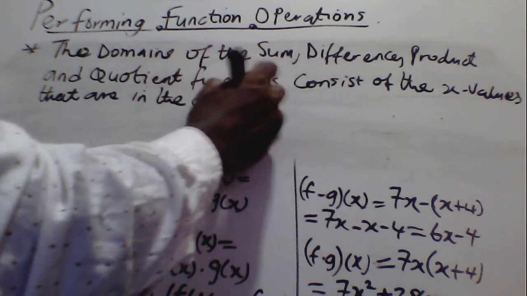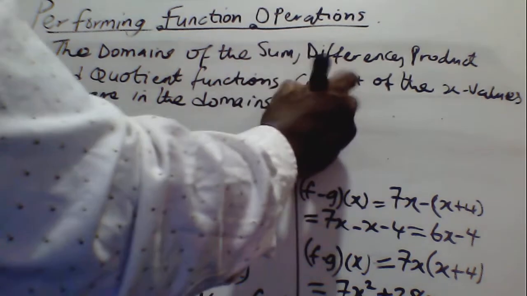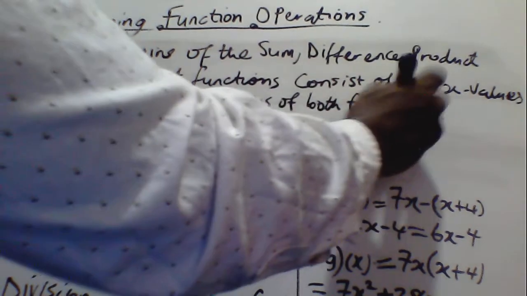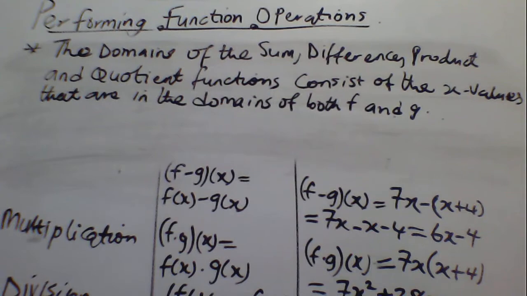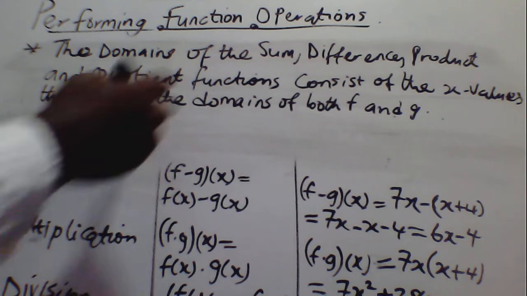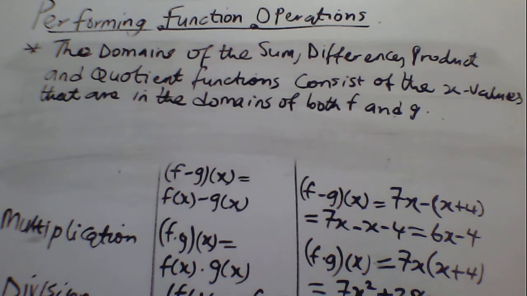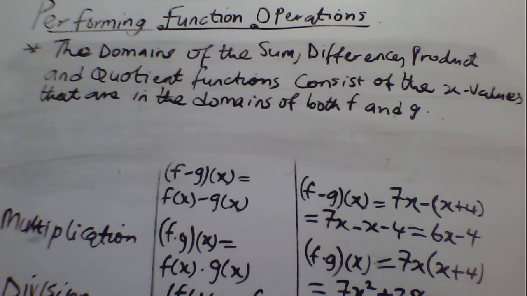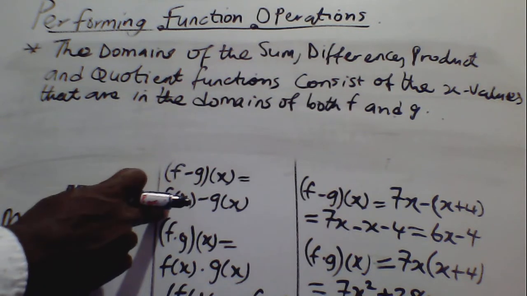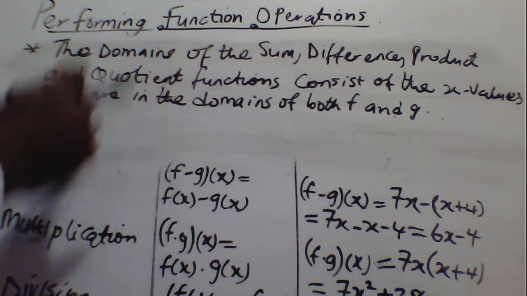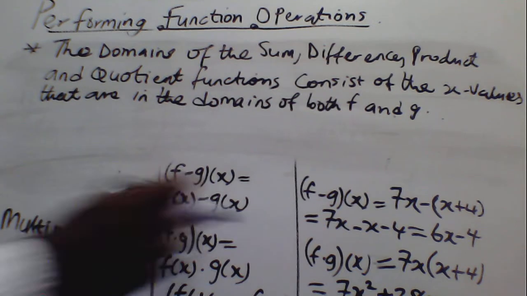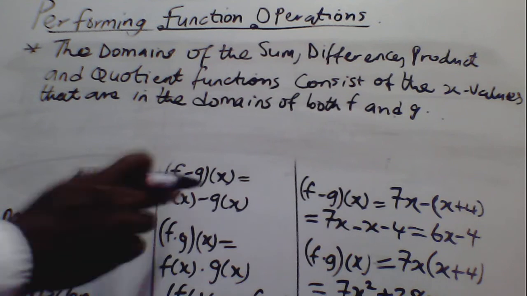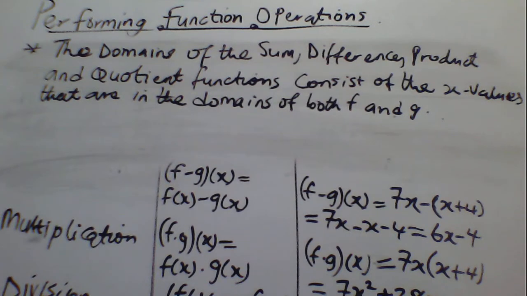In the domains of both f and g. What does that mean? The domains of the sum, difference, product, and quotient function consist of the x values that are in the domains of both f and g, because domains are measured on the x axis, the values of the x, not the y. So the new domain is defined by the already existing domains of the two functions. So we'll come to that.